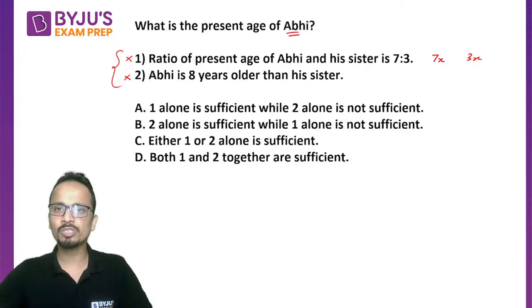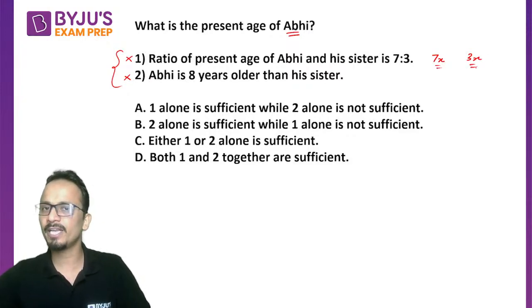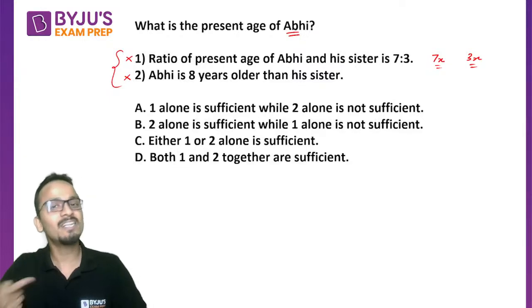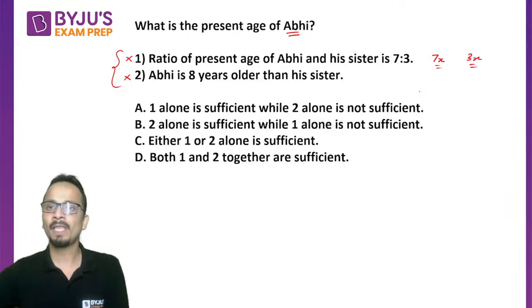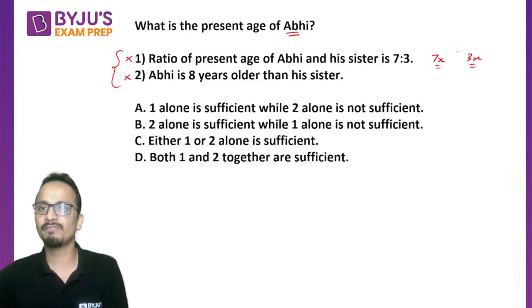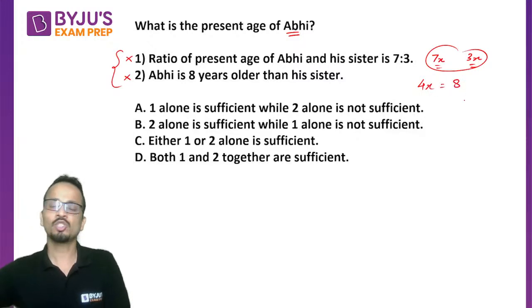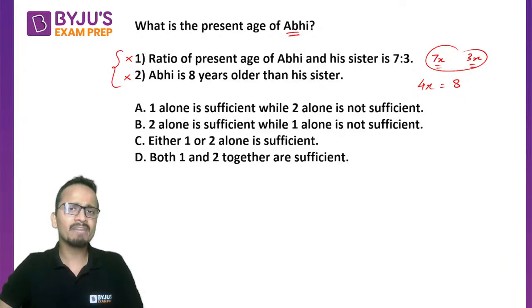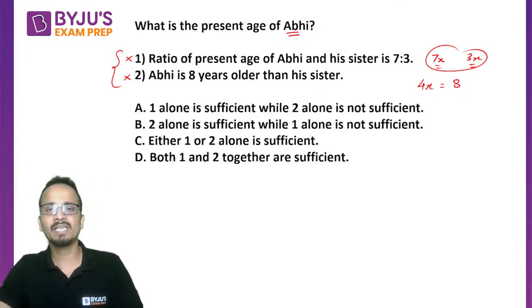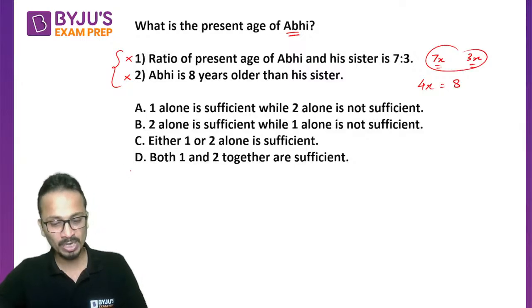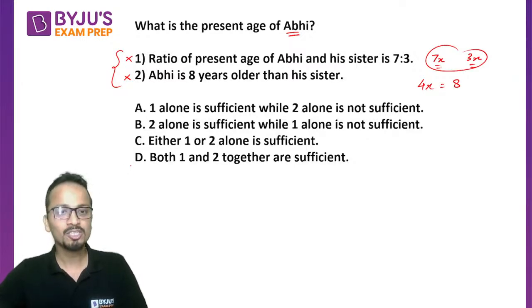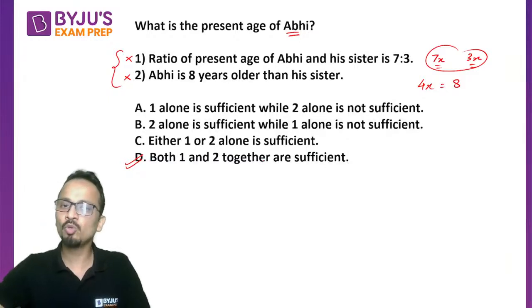Now I'll combine these two statements. The first statement gives us the ratio. The second statement gives us the difference between their ages. Now if I combine these two statements, I will get the answer. So the difference between 7x and 3x is 4x, and according to the second statement, it is equal to 8. So I'll get the value of x and I can find the age of Abhi as well as his sister. But we required the age of Abhi only. So by the combination of these two statements, the answer can be given. So again, all of you are absolutely correct. So the answer will be option D. Both 1 and 2 together are sufficient.